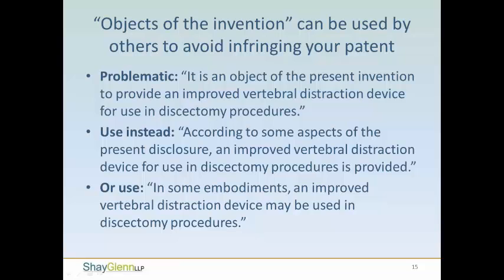Instead, you would say something like, shown here, according to some aspects of the present disclosure, an improved vertebral distraction device for use in discectomy procedures is provided. Or you could say something like, in some embodiments, an improved vertebral distraction device may be used in discectomy procedures. So you're still getting the information across, but you're just not using this wording, objects of the invention, that can come back to bite you.